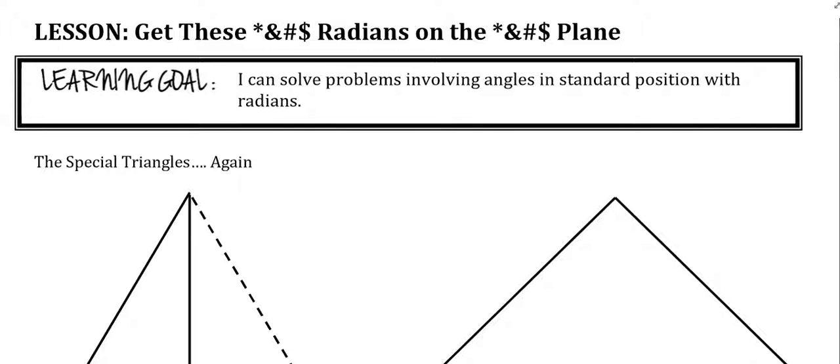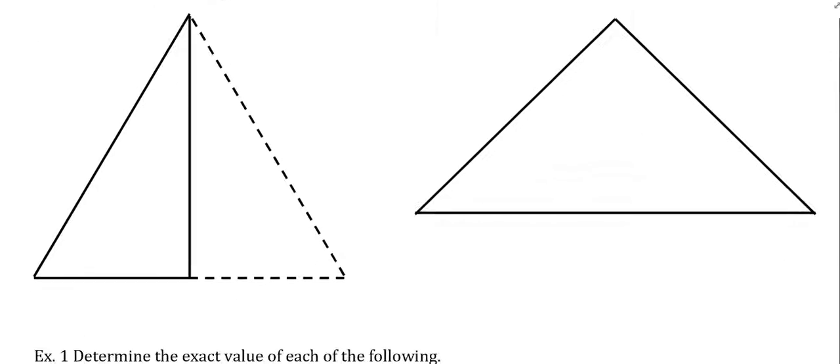All right, so special triangles again, draw them out, and let's label them. So the first one on the left here comes from the equilateral triangle, and then we cut it in half, right? And when we cut it in half, what do we get? We get a right angle right here. How much is a right angle? 90. What's that in radians?